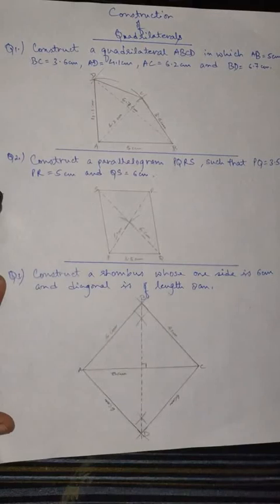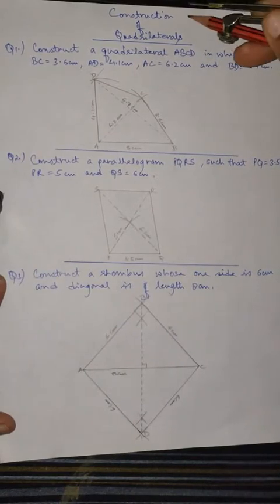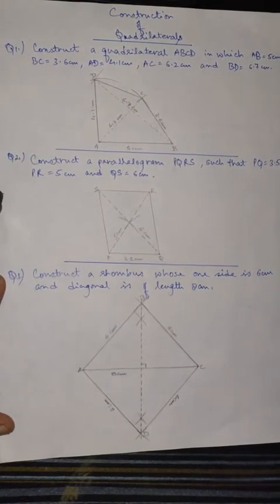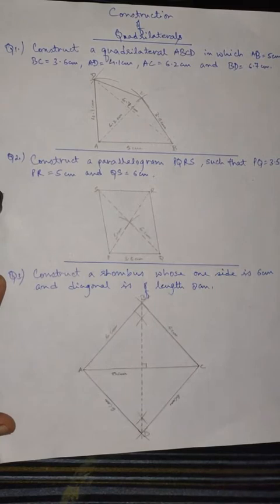Children, in this topic of construction of quadrilaterals, there are a few basic things you should know. That is how to draw the standard angles like an angle of 60 degrees, 90 degrees, 120 degrees, 45 degrees, and 75 degrees. And you should know how to mark an arc of a given length.